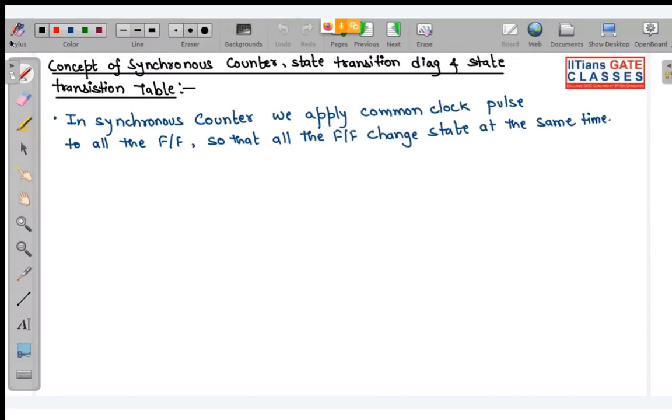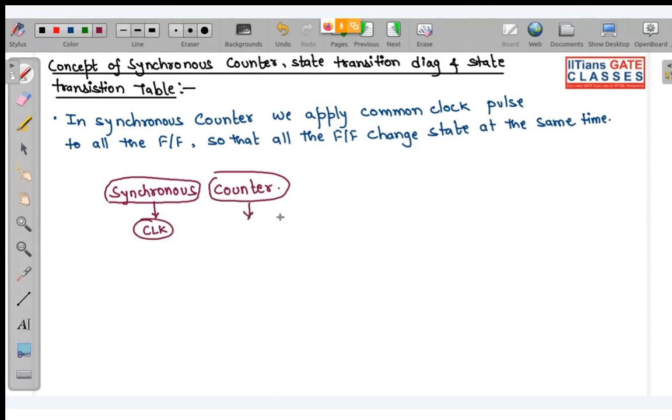So what do we mean by synchronous counter? As the name suggests, there is something synchronized over here and it is counting. Synchronous over here is clock and counter means flip-flop. So all the flip-flops are basically given the same clock pulse. So that is what I have written.